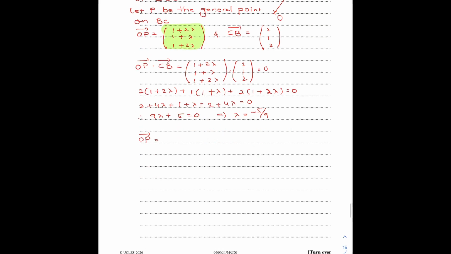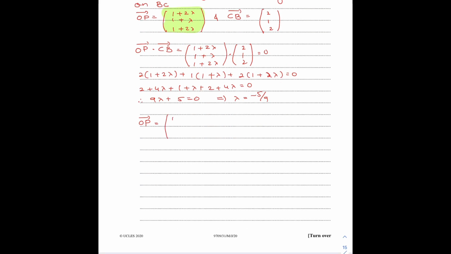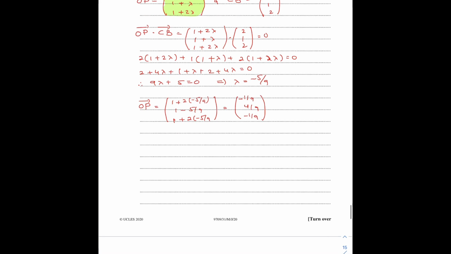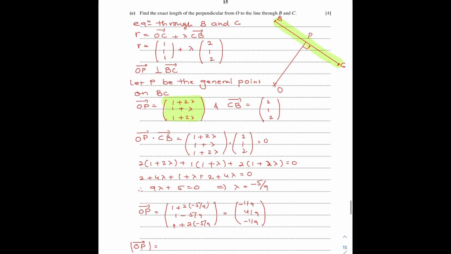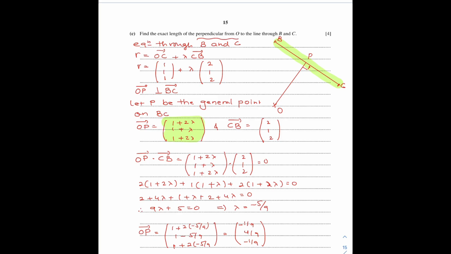So now OP, I am substituting into the general point. That is the general point. I'm substituting there. So OP is (1 plus 2 times negative 5 over 9, 1 minus 5 over 9, 1 plus 2 times negative 5 over 9), which is (negative 1 over 9, 4 over 9, negative 1 over 9).